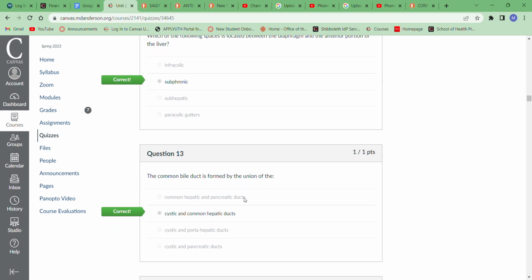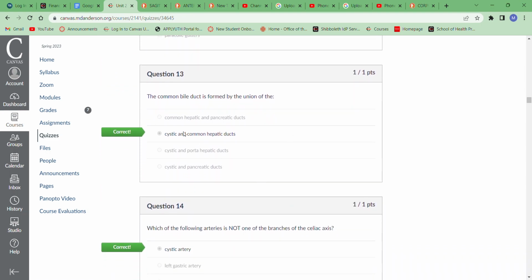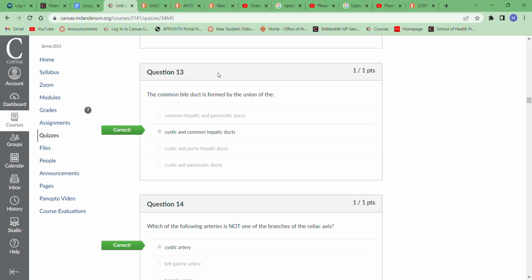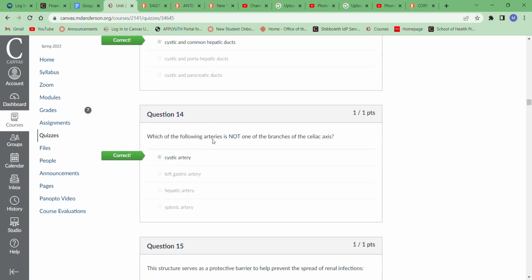The common bile duct is formed by the union of the cystic and common hepatic ducts. It's really good to look at a coronal image of the ducts, or to look at an illustration of the left and right hepatic ducts, common hepatic duct, and the CBD and the cystic duct. And once you visualize it, you just know it by heart.